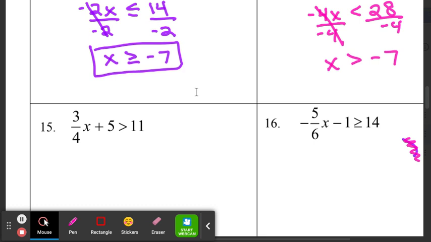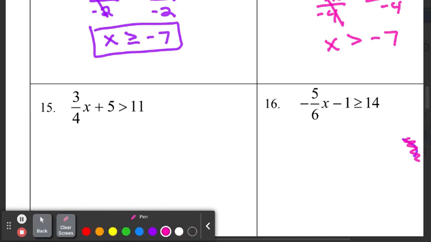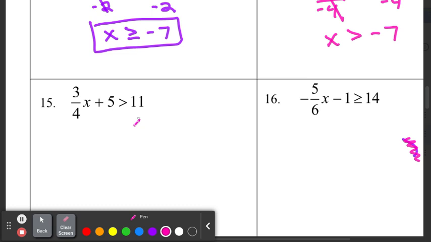So now down here, these ones are a little bit trickier. We're using fractions in different capacities. 15 and 16 are the same-ish. 17 is a little bit different. So this one is 3/4 times x plus 5 is greater than 11. So I'm going to minus 5. 3/4 times x greater than 11 minus 5 is 6.